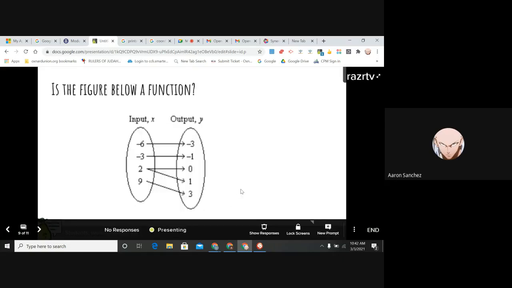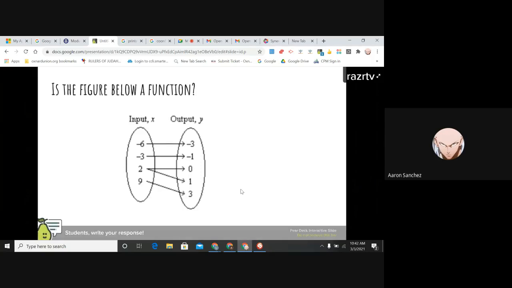Okay, let's look at another one. Remember the definition of a function: each input has only one output. That's the main definition. Each input has one and only one output. Is this figure a function? What do you think? Yes or no? Is this figure a function? Yes or no? Okay, what do you think?